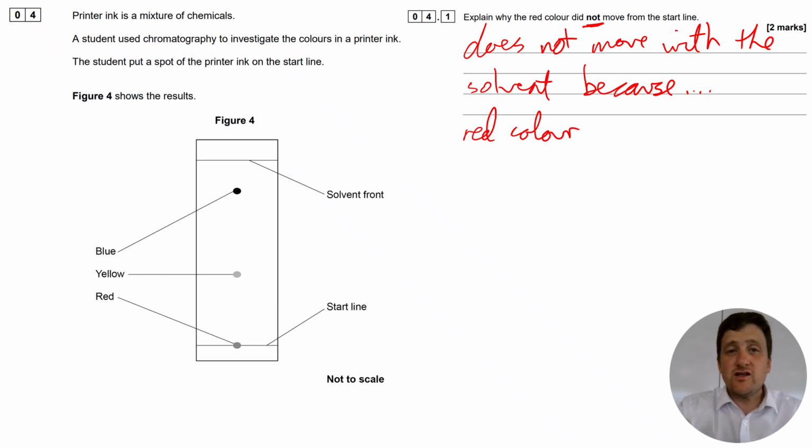If it moves, it means it's soluble. If it moves a lot, it's more soluble. If it moves a little, it's less soluble. If it doesn't move, it means it's insoluble. It doesn't dissolve at all in that solvent.